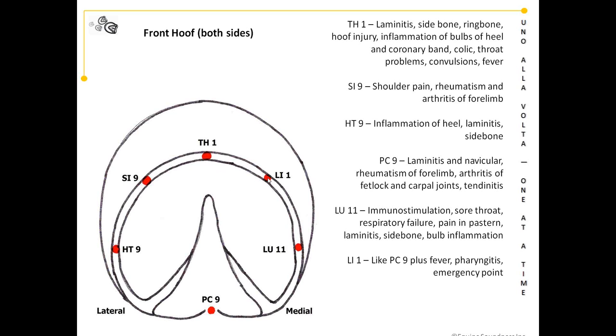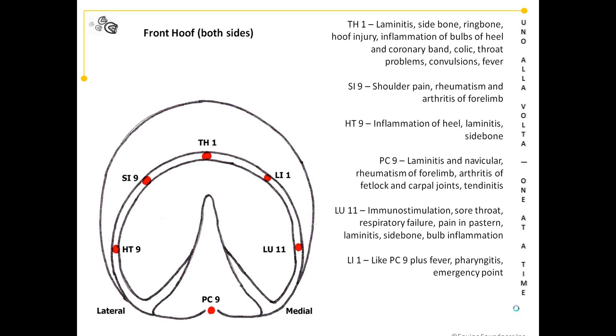LI1 stands for liver 1, LU stands for lung, and these are just the points that describe the meridians. We have a lung meridian, we have a liver meridian, we have a triple heater meridian, we have a small intestine meridian, and a heart meridian, and a pericardium meridian. There are more than that, but these are the ones that end on the hoof.